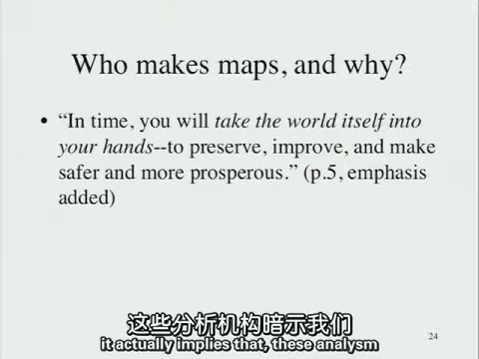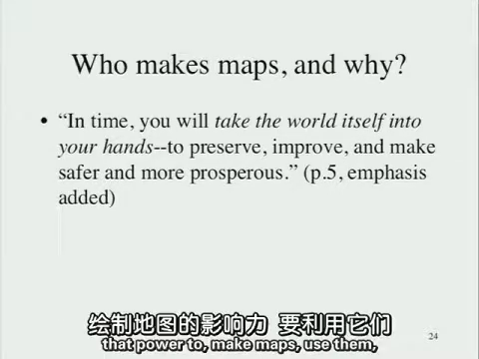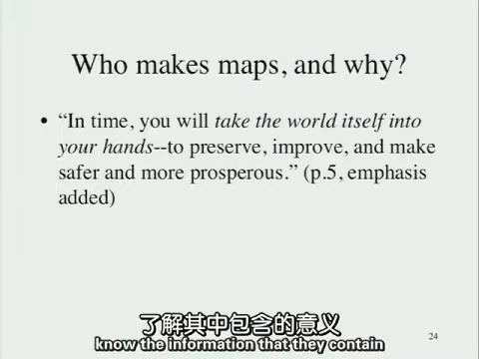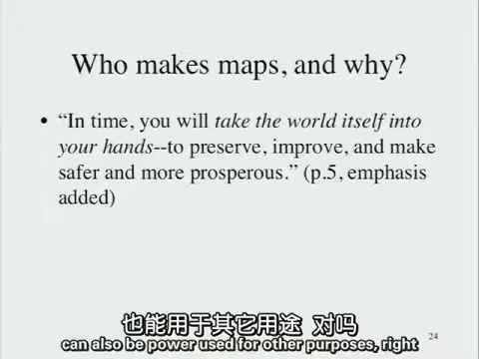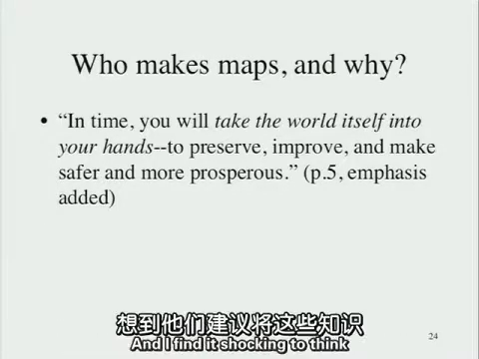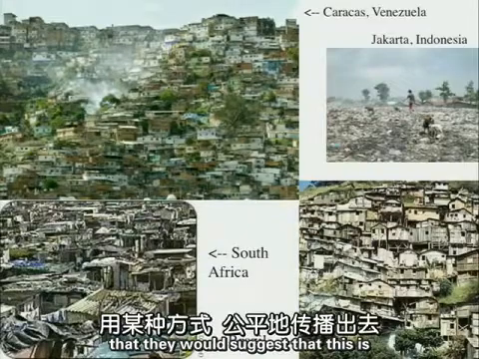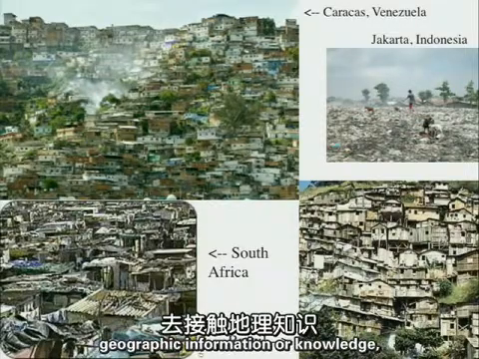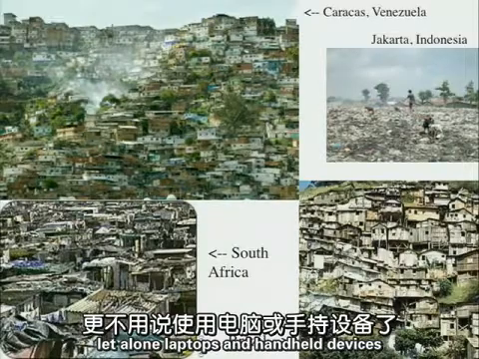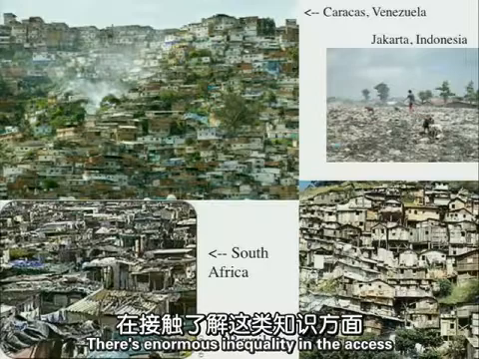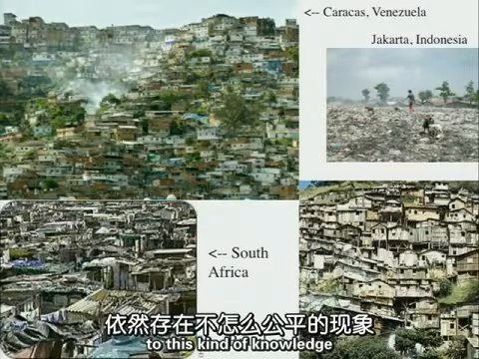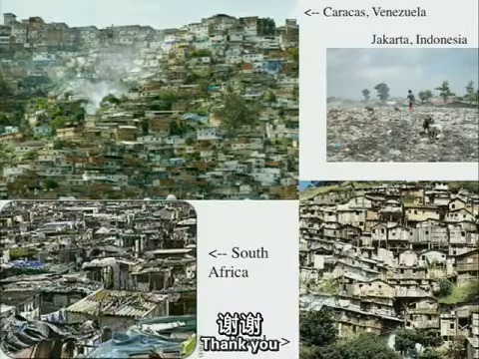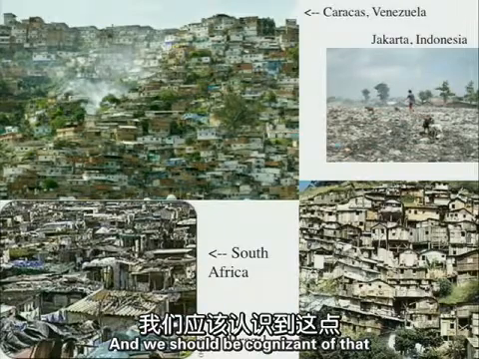On the other hand, I think it actually implies that these atlases and the power to make maps, use them, know the information that they contain, can also be a power used for other purposes, right? And I find it shocking to think that they would suggest that this is somehow equally distributed. I don't think the people in these pictures are using atlases to tap into geographical information or knowledge, let alone laptops and handheld devices. There is enormous inequality in the access to this kind of knowledge and the power that it can convey. And we should be cognizant of that.